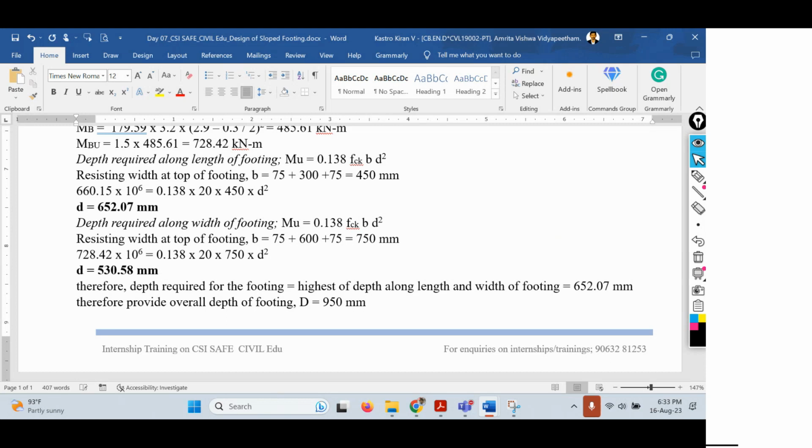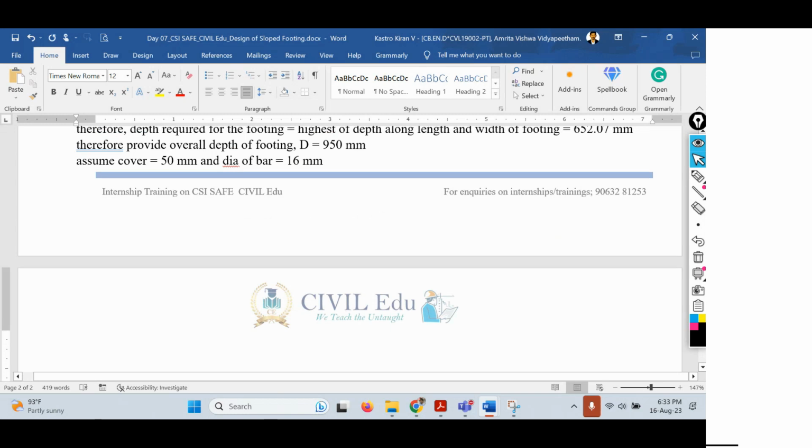From this we can get the clear cover. Assume clear cover equals 50 mm and diameter of bar equals 16 mm. This is what we have considered. So from this we can get the depth provided. The depth provided equals overall depth, that is 950 mm, minus cover, that is 50 mm, minus diameter of bar divided by 2.